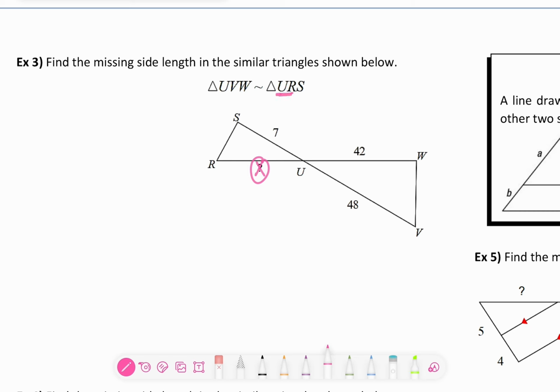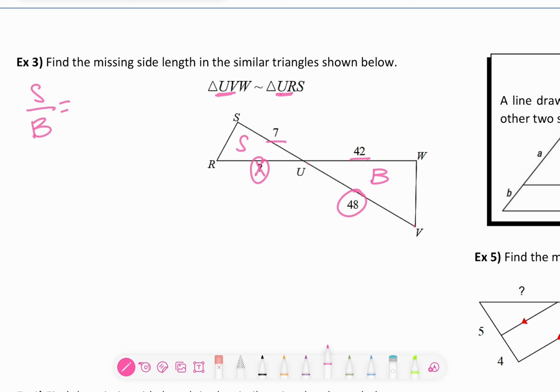RU is going to be the first 2 vertices, so that's going to correspond with UV. And UV is going to be this side, 48, right here. You can always double check, but that means the other 2 must correspond, because we only have 1 more of each side in each triangle labeled, right? So 7 and 42. And be consistent. This time I'm going to do small over big, just because it doesn't matter. I'm just going to be consistent. So I'm going to do the smaller over the bigger.